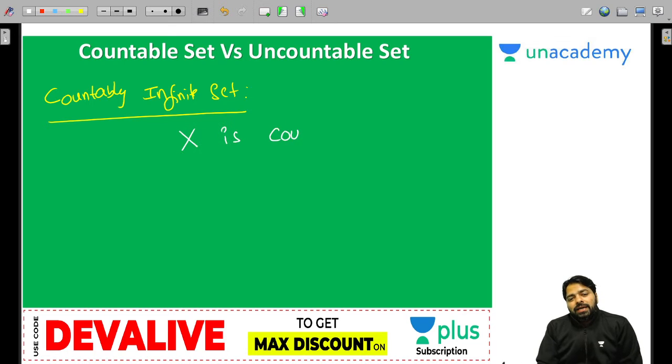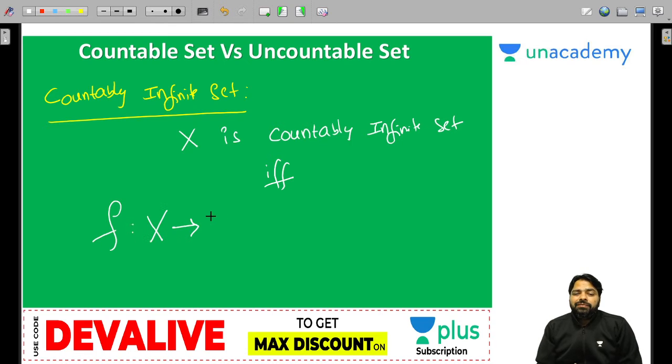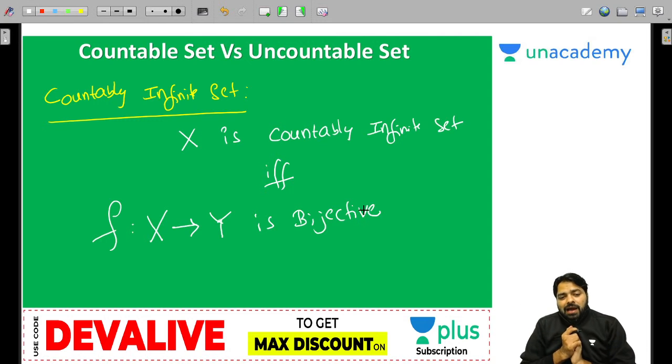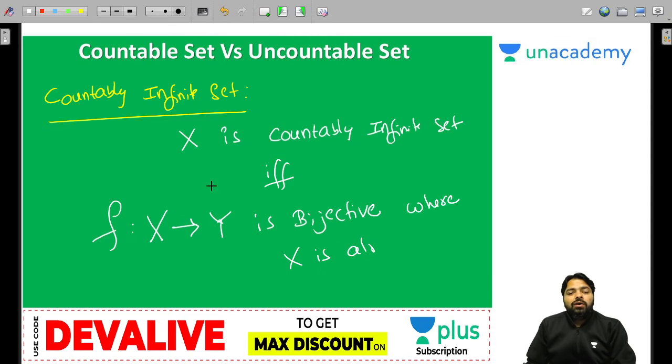X is a countable set. Then why do we say X is a countably infinite set? It's a mathematical word, guys. If and only if you can show that X has a bijection with some Y. What is bijective? Don't ask me, guys. Okay, for bijective I will have to explain again. F is a function from X to Y that is bijective, where Y is already known as a countable set. So you have to prove that I have a bijective mapping with an already known countably infinite set.